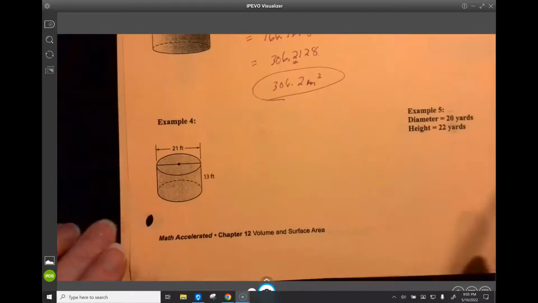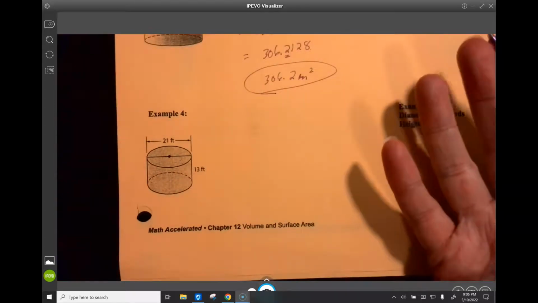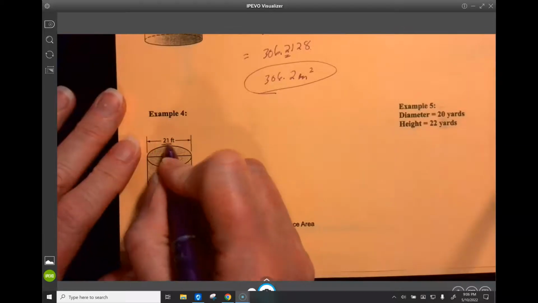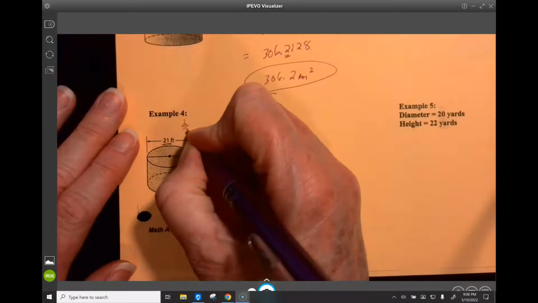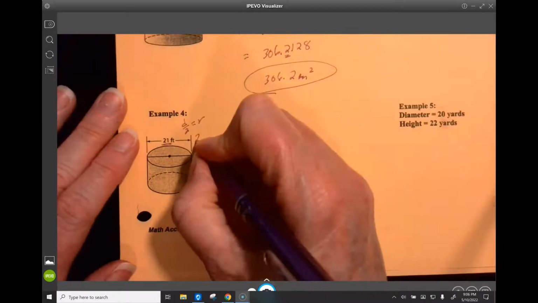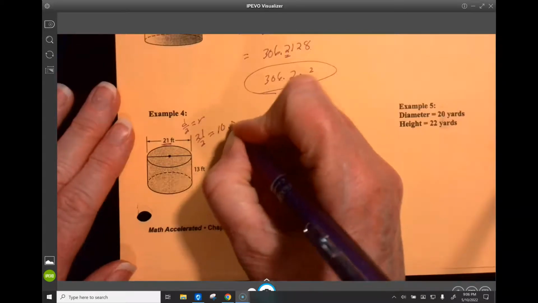Let's look at number 4. Number 4, why am I pausing? Right, because this is a diameter. So the first thing we have to do is take the diameter and divide it by 2 in order to find the radius. So we're going to take 21 divided by 2. That's going to give me 10.5.